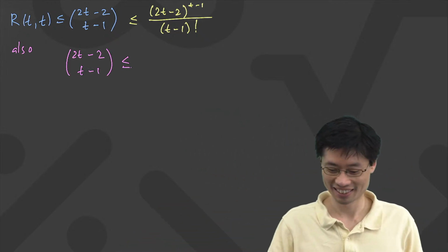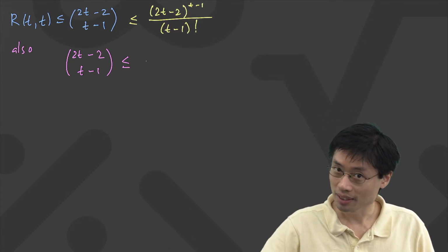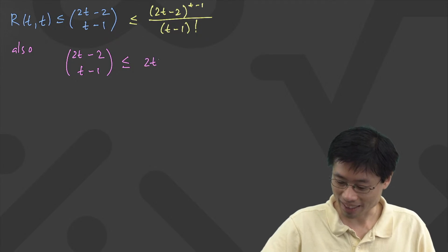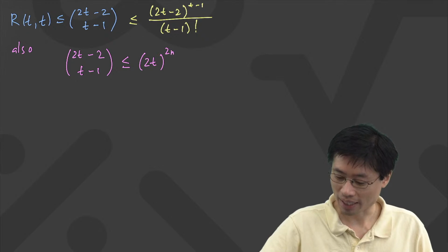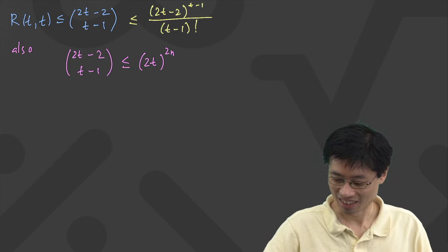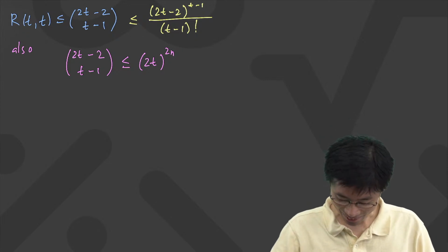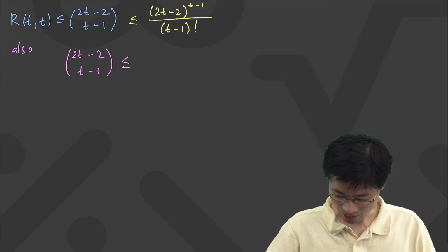Chris. 2t to the 2n. Sorry? 2t to the 2n. Okay, where's the n? Yeah, but what is the n? I'm trying to sum it across the row. Okay, I want that. I see what you're doing. You want to sum across the row.